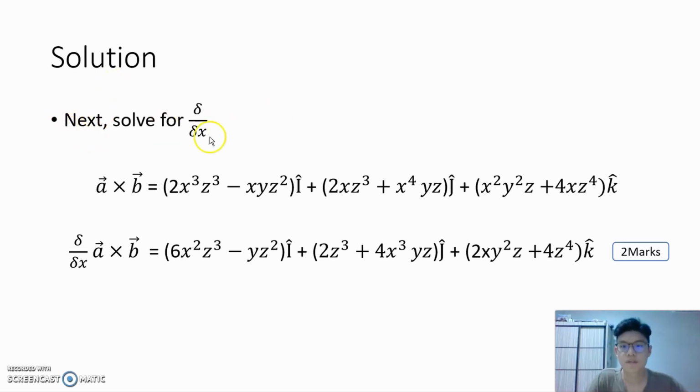Next, we solve for the first partial differentiation relative to x. So this is the result of the cross product. After using the first partial differentiation, we will get 6x squared z cubed minus yz squared for i, plus 2z cubed plus 4x cubed yz for j, and plus 2xy squared z plus 4z to the fourth for k.